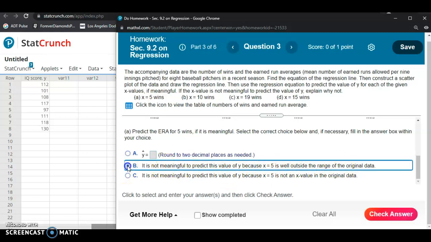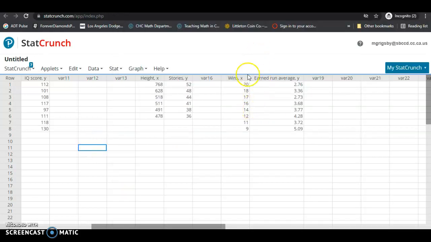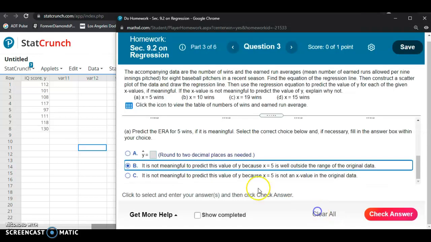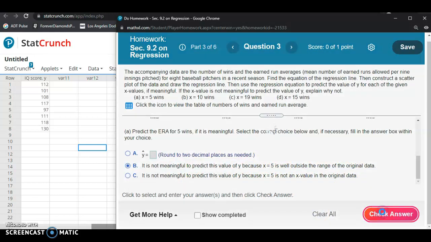Now, the x value that you want to make a prediction for doesn't necessarily have to be one of the existing x values. It could be, but it doesn't have to be, as long as it's within the range of your data set. So as long as it's between the smallest data value and the largest data value, you can make a prediction. Since 5 is outside the range of the data set, it is not meaningful to predict its y value. So let's go and check our answer.